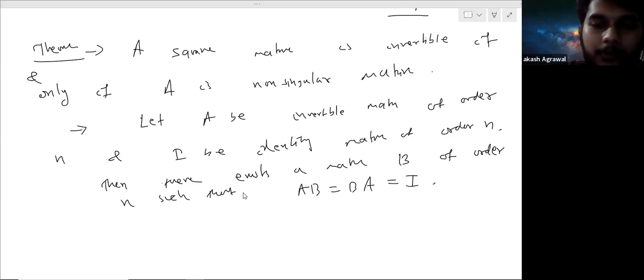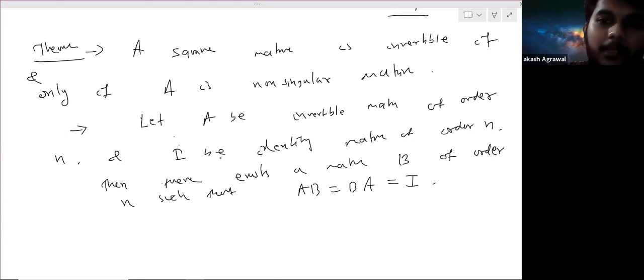Non-singular, pata hai sabko? Everyone remembers? Saad, what is singular matrix? Equal to zero. What is equal to zero? Determinant. Yes, if determinant A is equal to zero, then it is called singular. Alright. Then they are saying, let A be invertible matrix. इसका मतलब क्या है? हमने बोल दिया कि determinant zero नहीं है. Let A be invertible matrix of order n. Order define करने हैं. I be identity matrix. I just explained what identity matrix is.